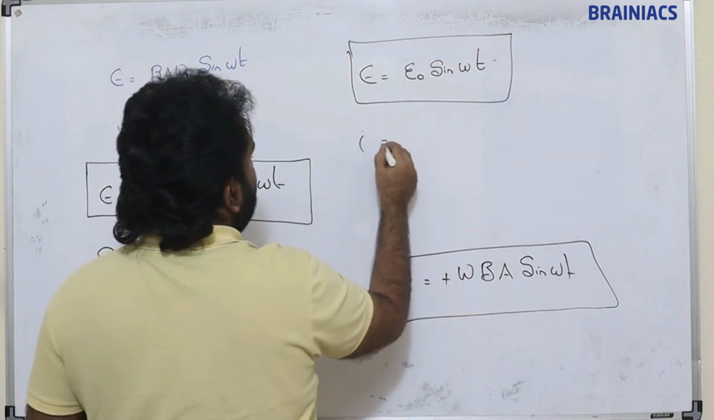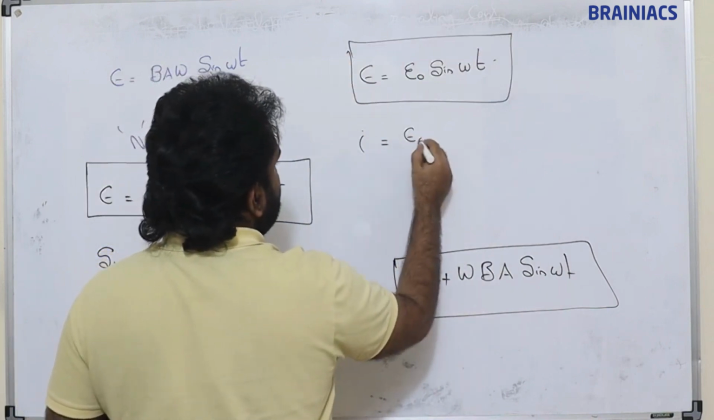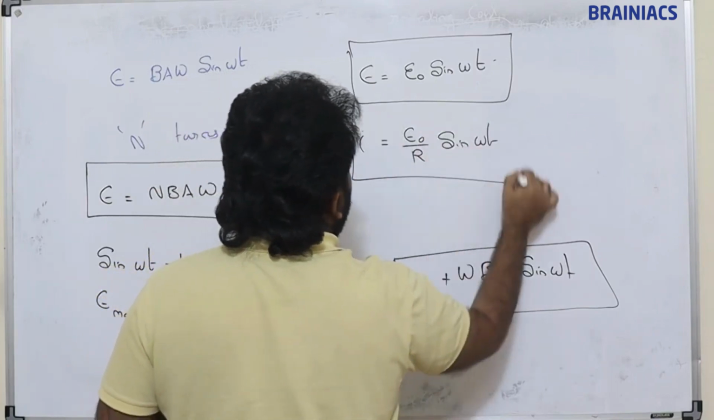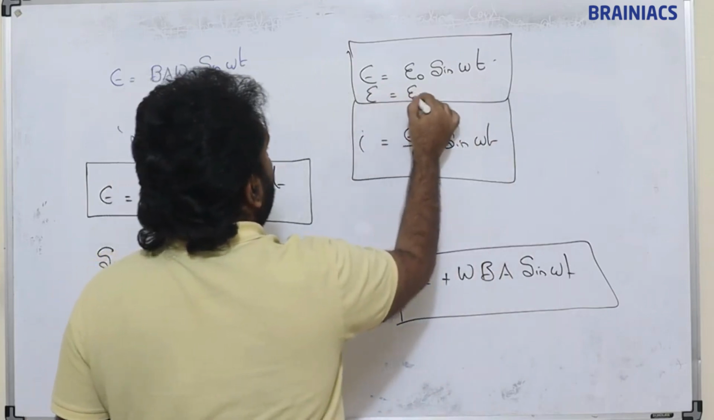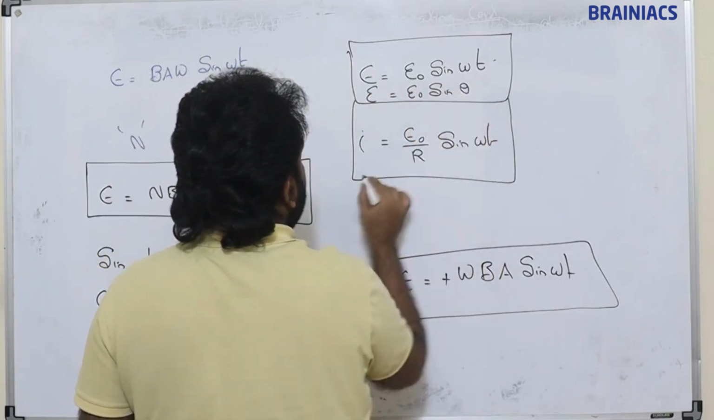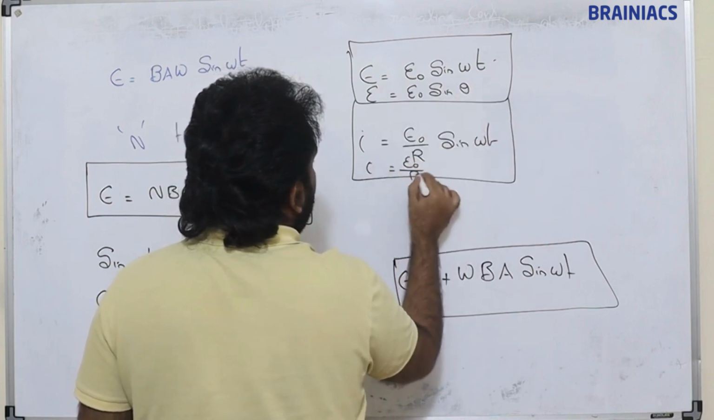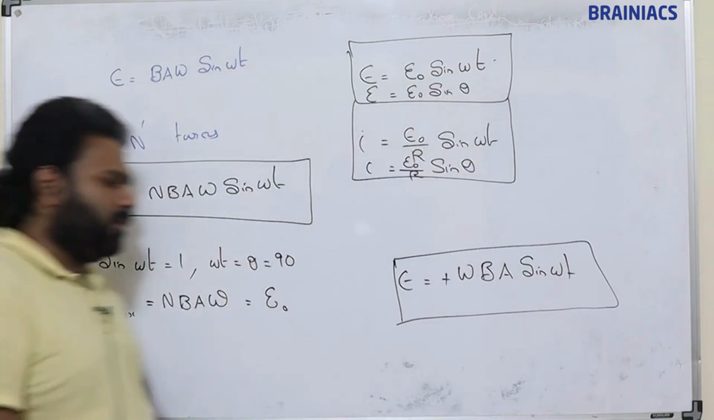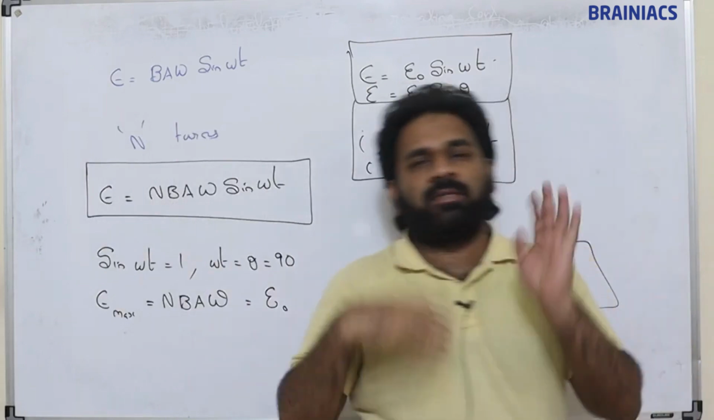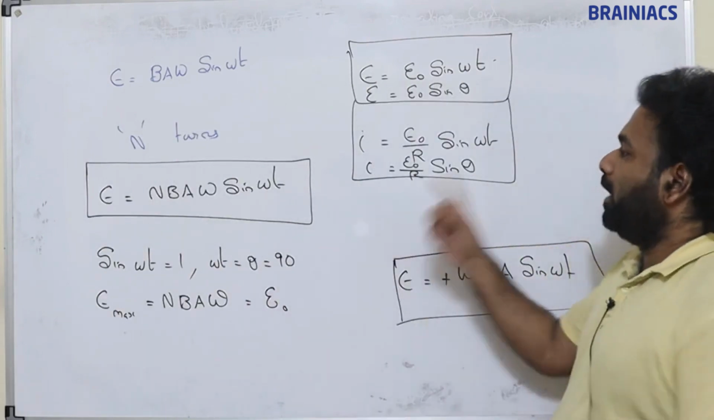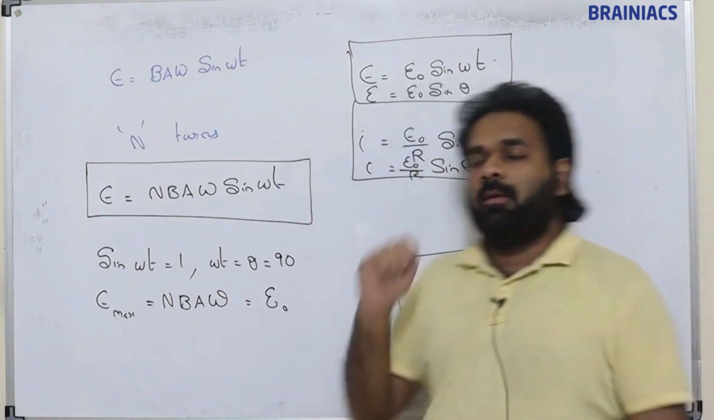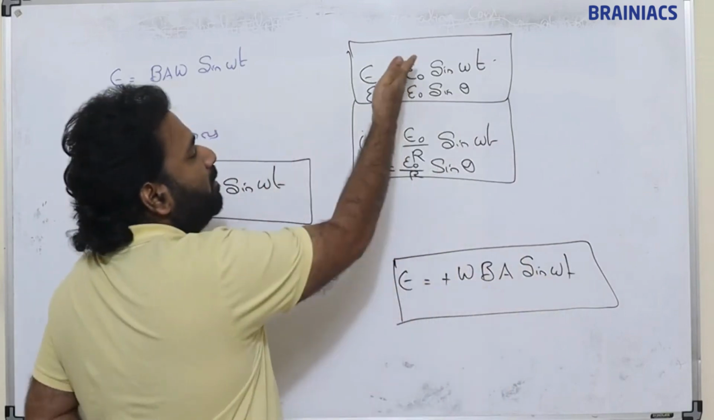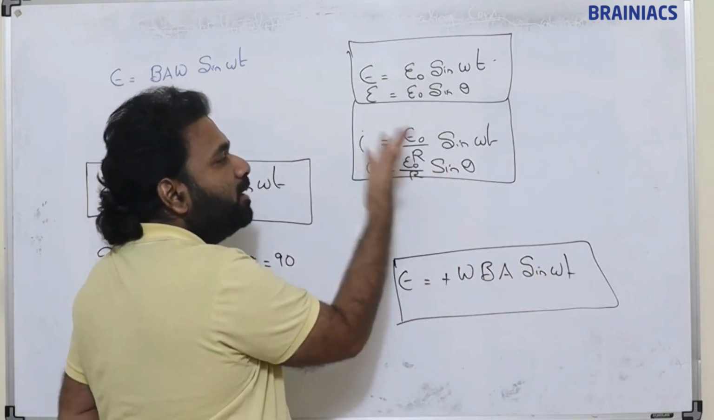Clear? Suppose we try to measure the current, then this is nothing but E naught by R sin omega t. Both are correct: E is equal to E naught sin theta, and I is equal to E naught by R sin theta. Clear? So this is the formula of the AC signal that we will discuss in the next chapter. But when a coil keeps on rotating, if we need to find the instantaneous value of induced EMF, use this one. If we need the instantaneous value of current, use this one.